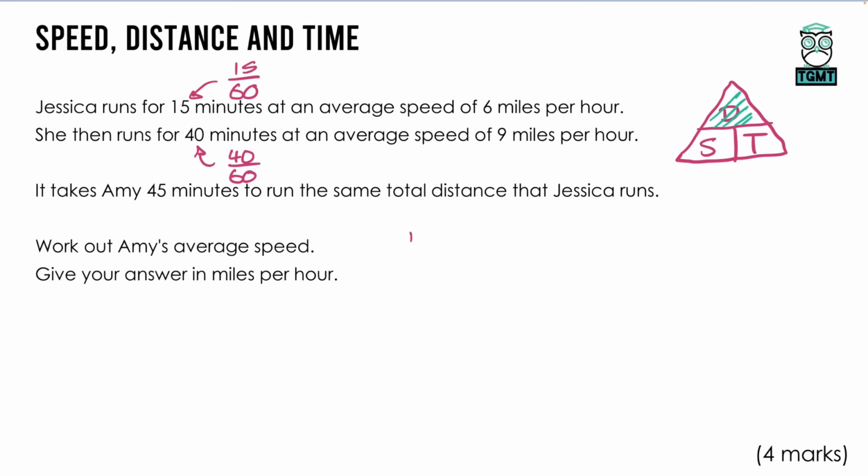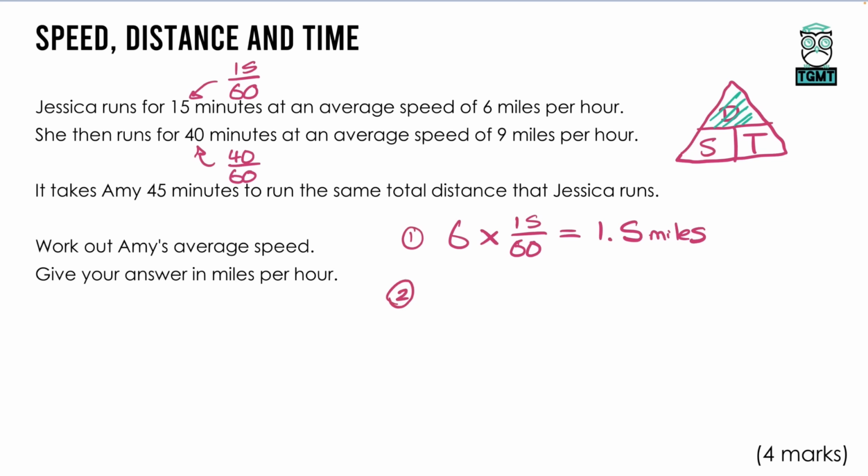So in the first part of this, Jessica runs for 15 minutes at an average speed of 6. So 6 multiplied by the time, which is 15 over 60. There we go, and that's going to give us her distance for that first part, and we'll just type that into the calculator, 15 over 60. And that comes out as 1.5. So she runs 1.5, we were looking at miles, so I'll write miles with that, so I recognise that it's a distance.